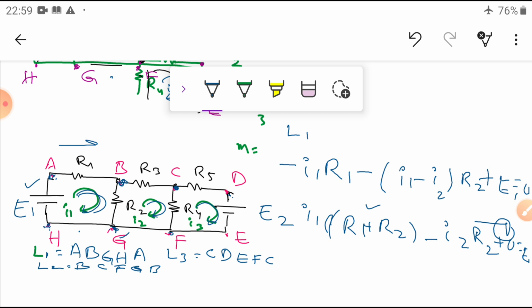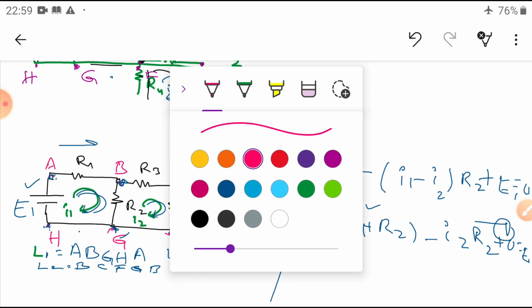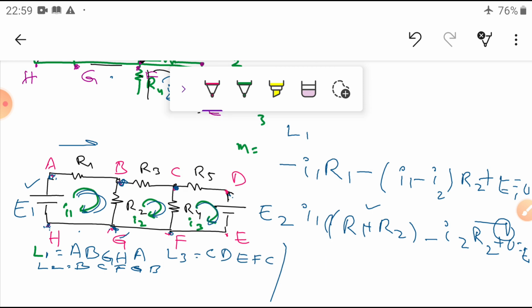Now coming to the second equation. I can write it in another color. Now, what is the other loop? Here I take loop L2. What is L2? You take B, C, F, G, B. Loop 2. Now from B to C, what is the equation? Minus, what is the current? I2 R3.